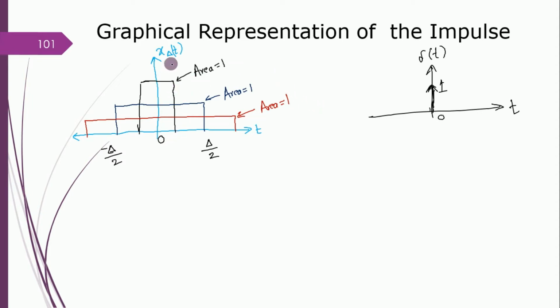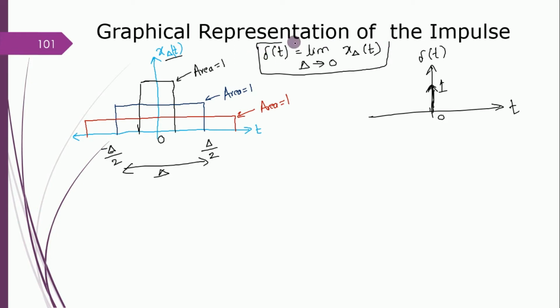To this figure, to arrive at delta of t, we get a mathematical equation in this fashion. We apply a limit, delta tends to 0, because minus delta by 2 and plus delta by 2 are the lower and upper limits here. This is the width of this rectangular pulse which we got after zooming this impulse function. As delta tends to 0, this will approach 0. As delta tends to 0 in the signal x delta of t, we get delta of t. That's very simple. Please remember this equation for this session.